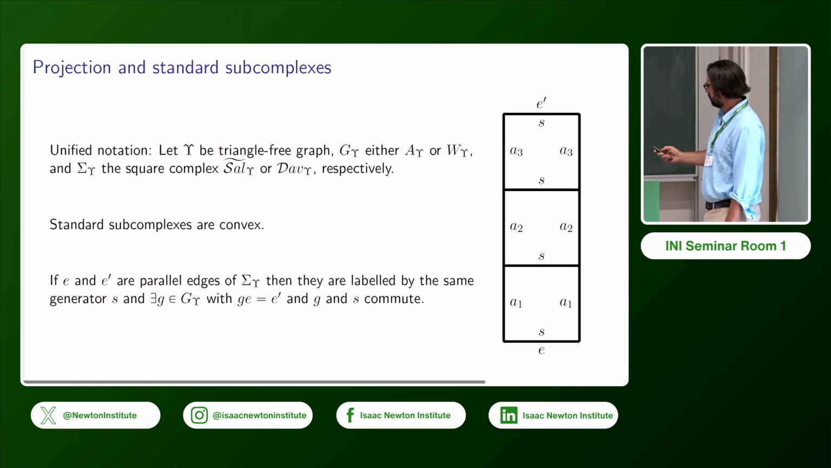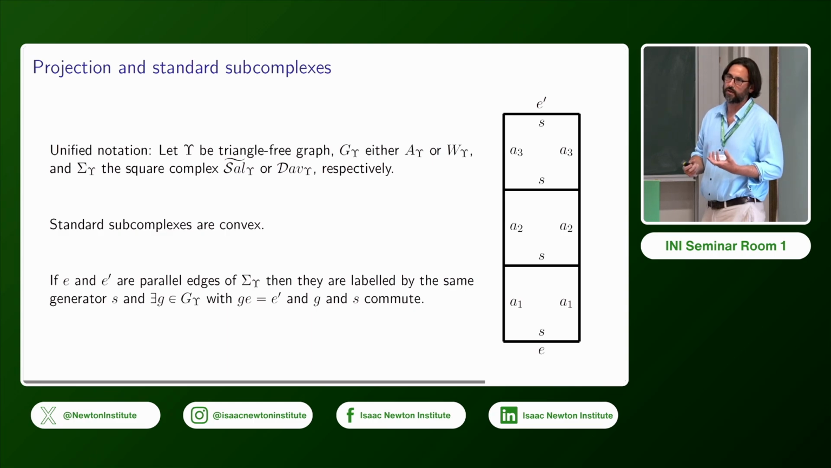And here's a picture. So I have my parallel edges E and E prime. Parallel, so there's a string of squares connecting them. And the point is that all of my squares are labeled by commutators. So opposite sides of the square always have the same label. So if the label down here is S, then all of the horizontal edges are labeled S. And S commutes with A1, and S commutes with A2, and S commutes with A3, so it commutes with their product. So the product will be the G in this claim.